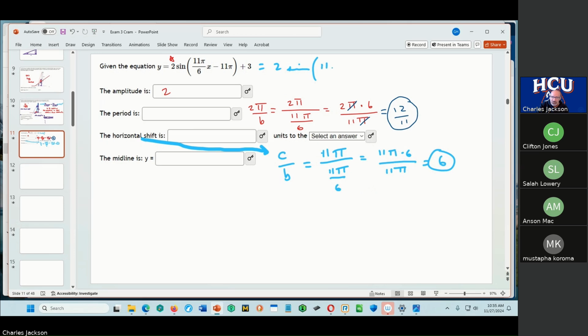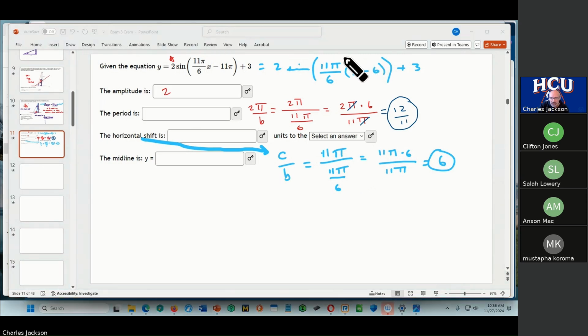Well, it's kind of messy. 11 pi over 6 times x minus 6. And then there's a plus 3 out here. If you were going to go back and do this distribution, you would have the 11 pi over 6x, which is the B. And then the 6's would cancel, and it would just be 11 pi for the C.